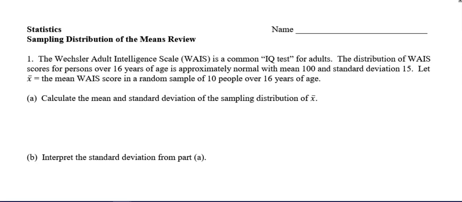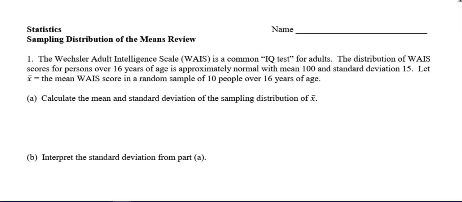Okay, so it says the Wechsler Adult Intelligence Scale, also known as the WAIS, is a common IQ test for adults and children. The distribution of the WAIS scores for persons over 16 years of age is approximately normal, with a mean of 100 and a standard deviation of 15. Let X bar be the mean WAIS score in a random sample of 10 people over 16 years of age.